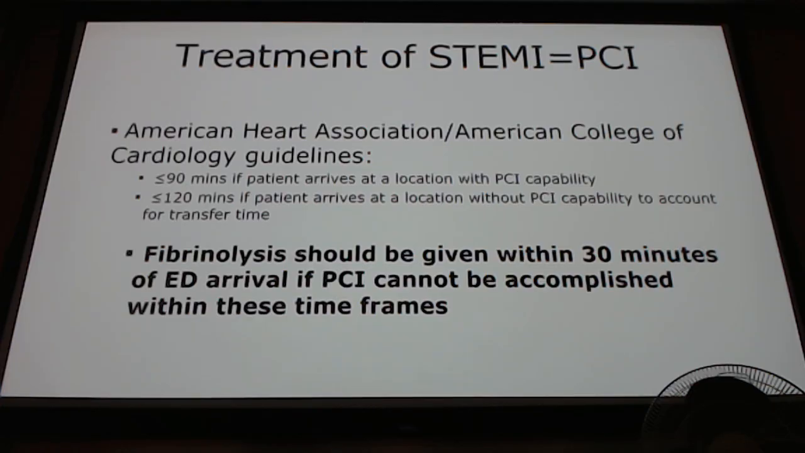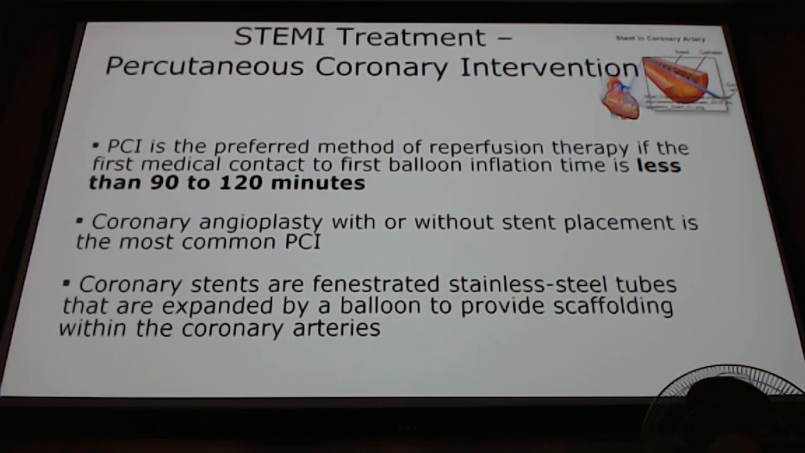So once again, there's our goals for these patients: 90 minutes at the cath lab, 120 if you don't have one, and then fibrinolysis within 30 minutes if we're going to transfer and they can't get to the cath lab. And our preferred method is PCI for everybody, but sometimes that's not possible.